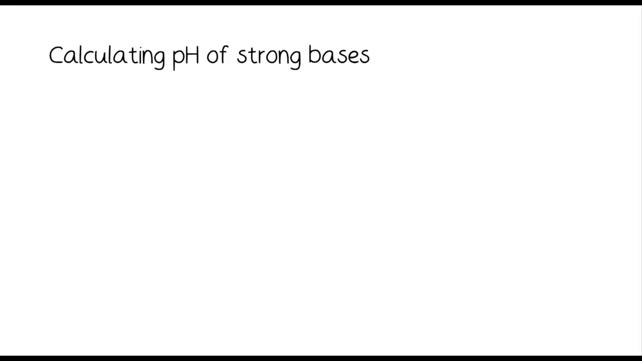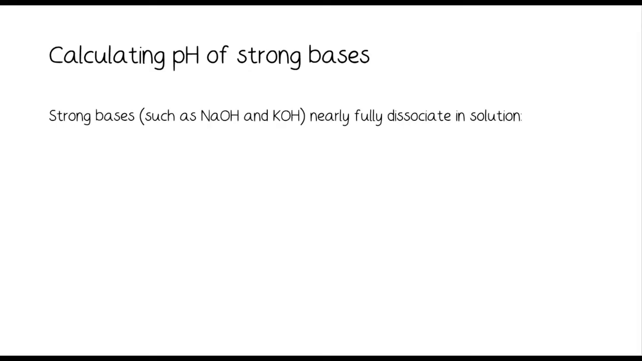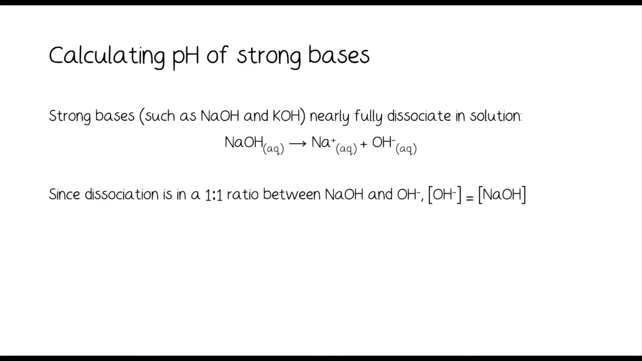Talking about calculating the pH of strong bases, this depends on the use of Kw. You use Kw to find H+. So strong bases such as sodium hydroxide and potassium hydroxide nearly fully dissociate in solution. So if we look at sodium hydroxide, it has this formula here, NaOH going to Na+ and OH-. Since the dissociation is in a 1-to-1 ratio between NaOH and OH-, the OH- concentration is the same as the NaOH. But to work out the pH of anything, we need H+, but there's no H+ here.